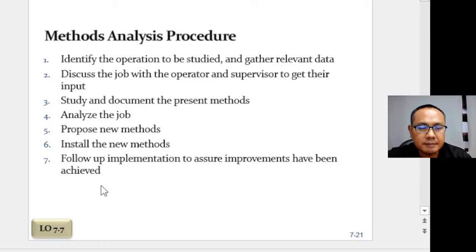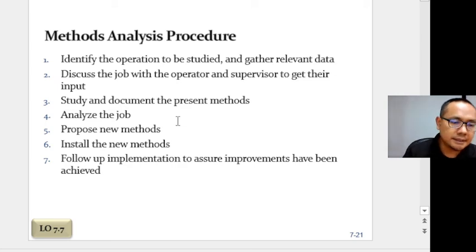So we can use this as a guideline for us to do the method analysis. Try to identify the operation to be studied. This is to identify the gap, actually. In the training and development discipline, we call it training need analysis, or how we can identify the training gap. But in operations management, they use the term method analysis.